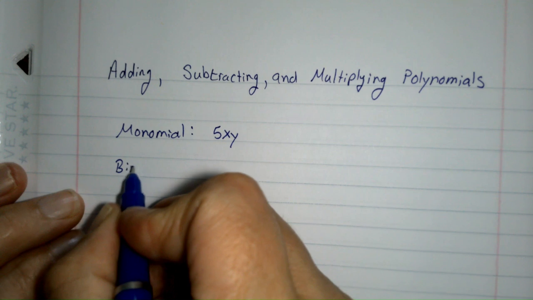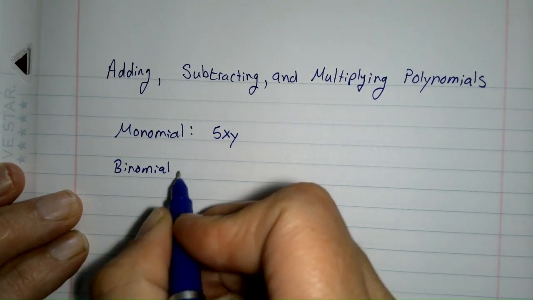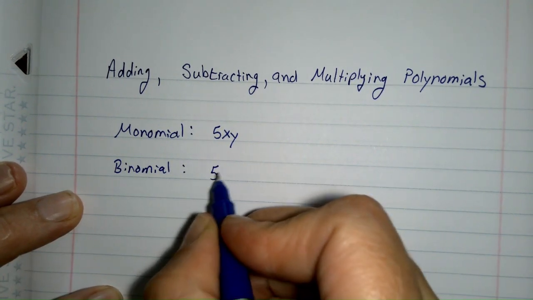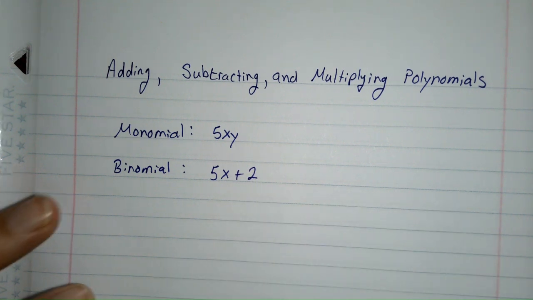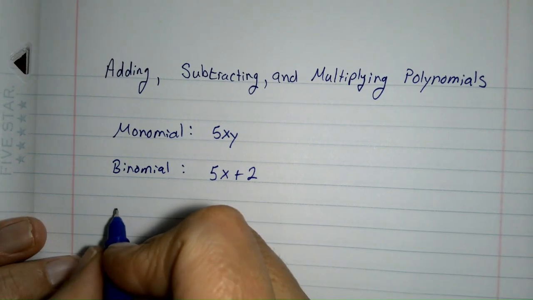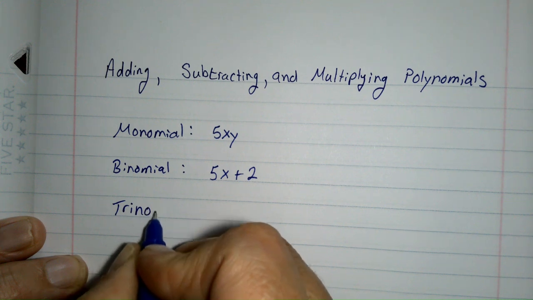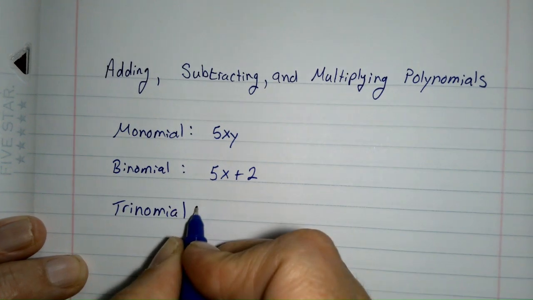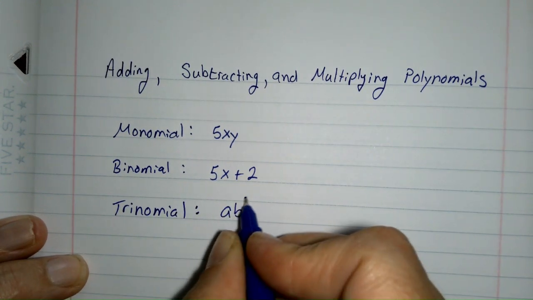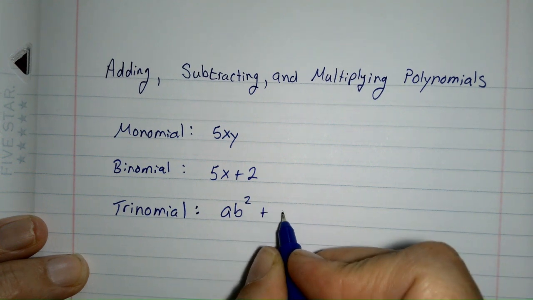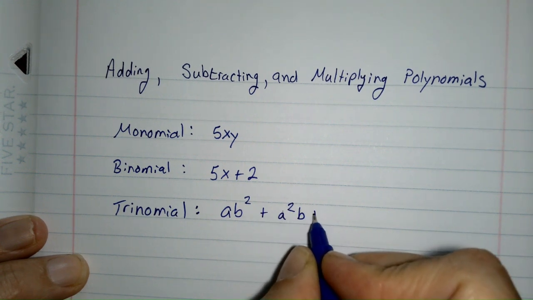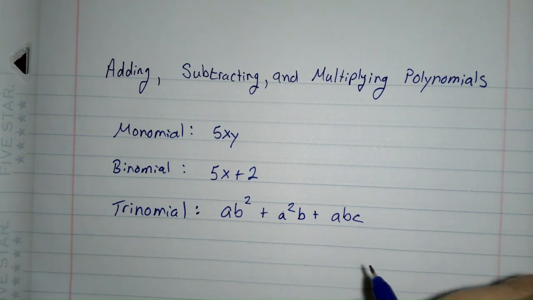A binomial would be like 5x plus 2. Now there are two terms. And a trinomial could be like ab squared plus a squared b plus abc.